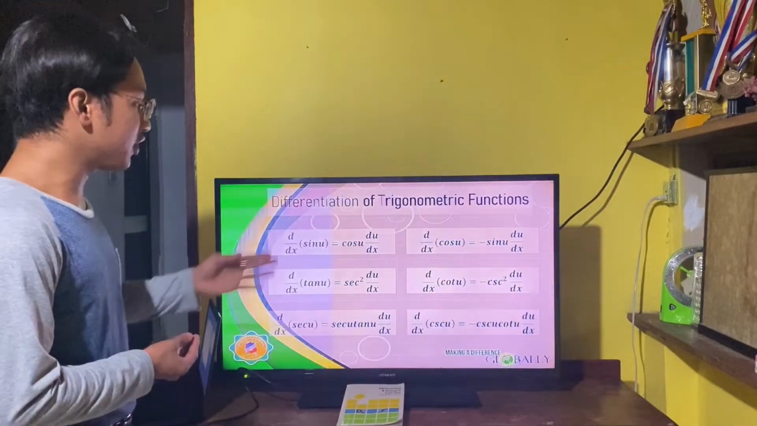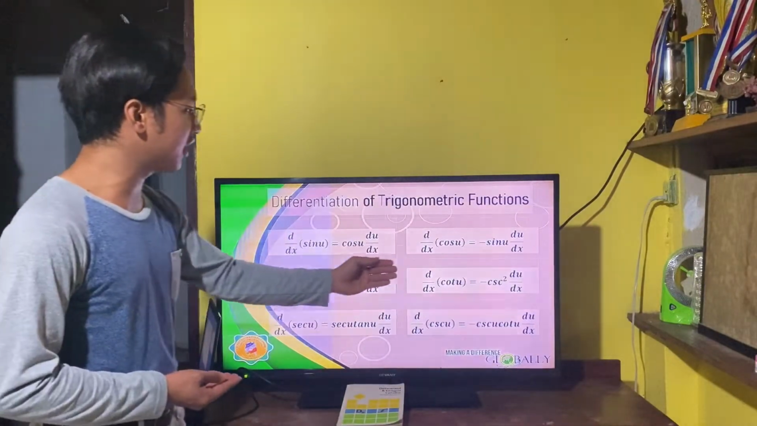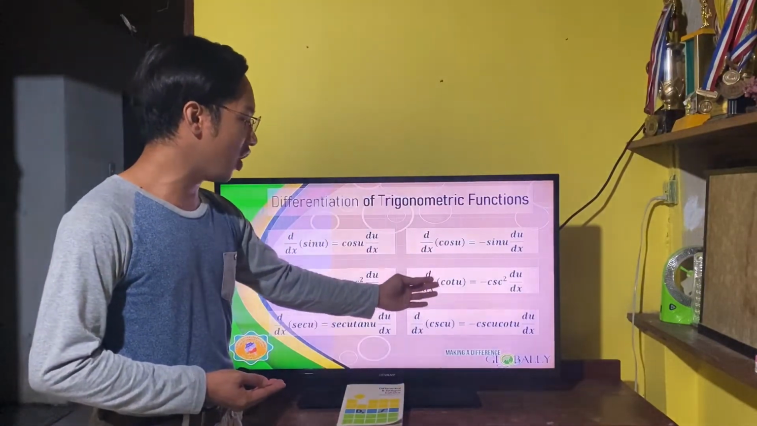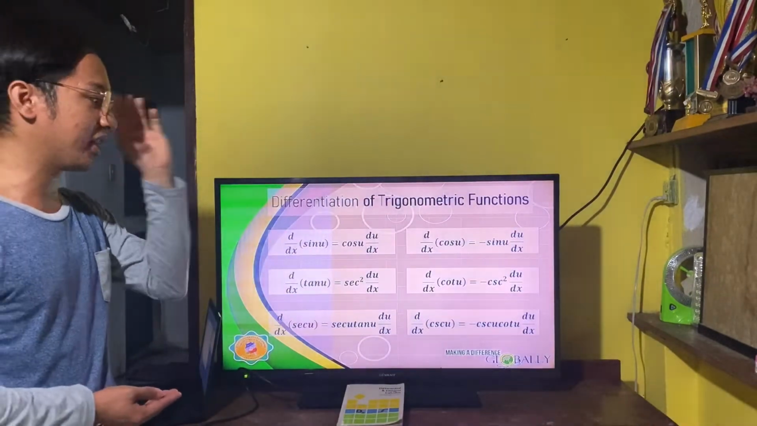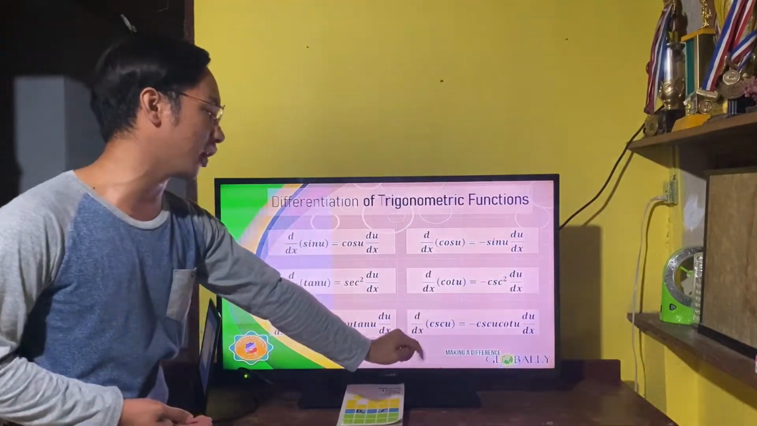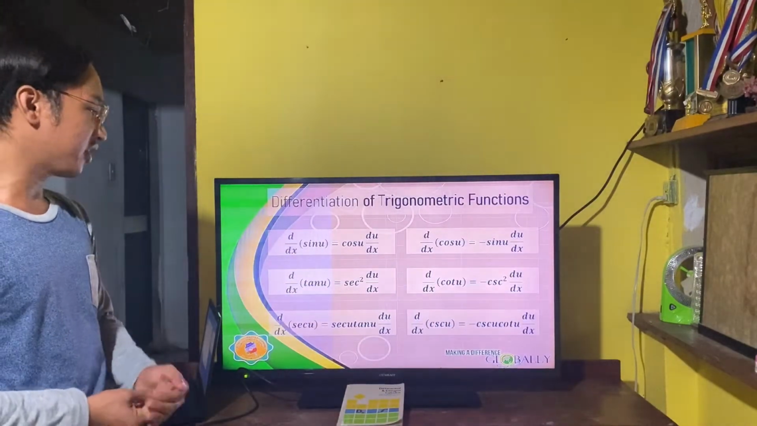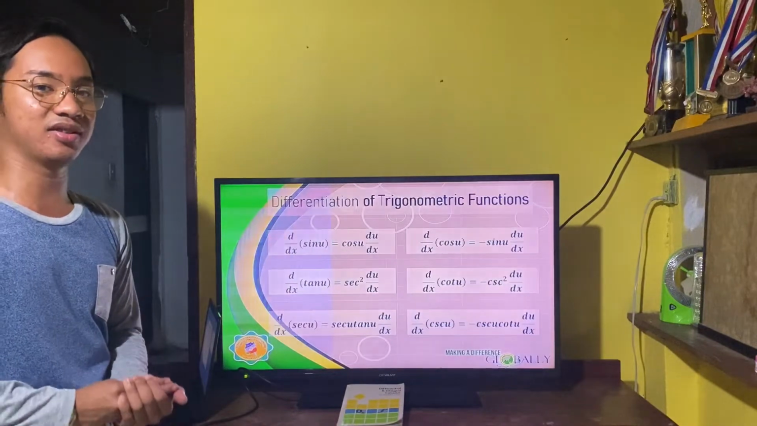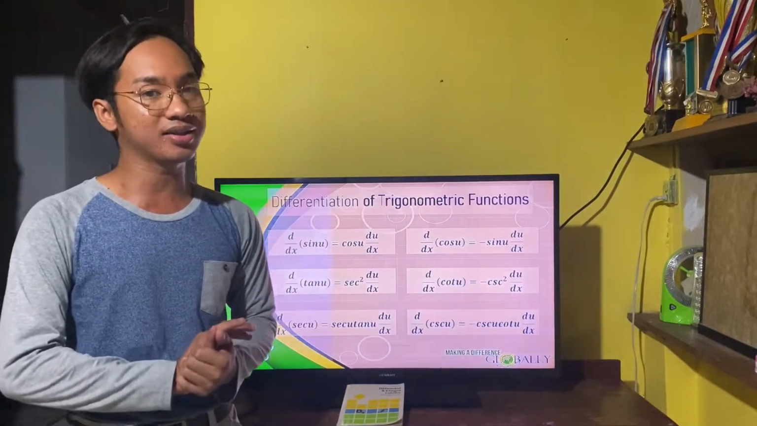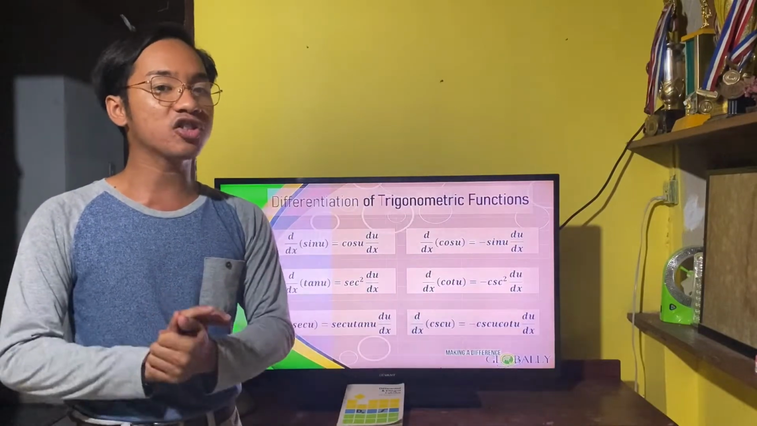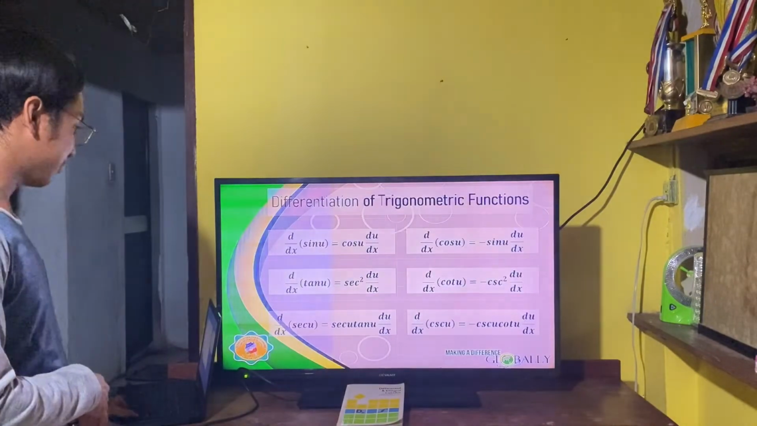And as you can see on the different formulas, in order for us to master it easily, if the derivative starts with c, automatically it is equal to the negative. It is equal to negative sine, negative cosecant squared, or negative cosecant u cotangent u. So there are different ways on how to master this, but the best way is to practice and practice and practice solving. So let's start to solve problem number 1.